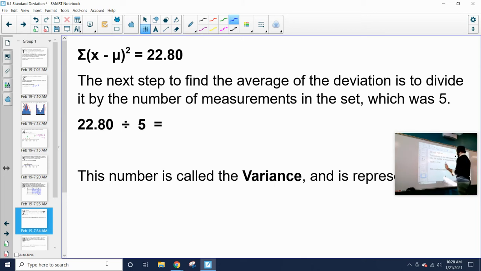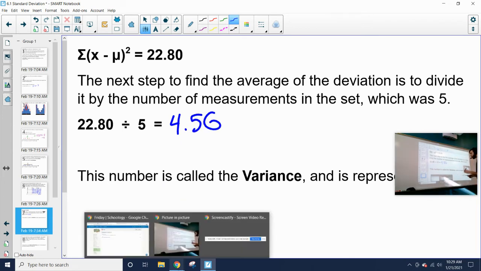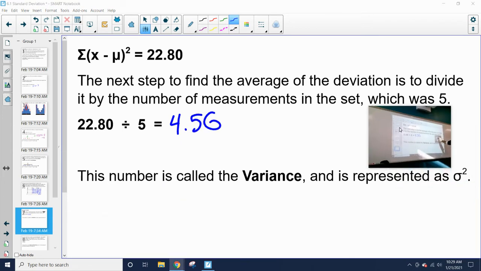So the next step to find the average of a deviation is divide by the number of measures that we have in that data set. In this case is 5. So once again, whenever we average something, we add them all together and divide by however many numbers there are. So 22.80 divided by 5 gives me 4.56. This is the number we call the variance. And it's represented by this little symbol down here. This is the Greek letter sigma. We use a lot of Greek letters in statistics because we have a lot of different things that we have to measure. So that's sigma squared.